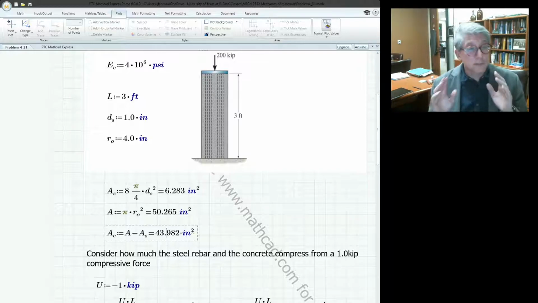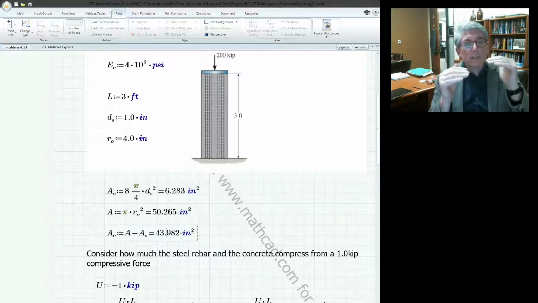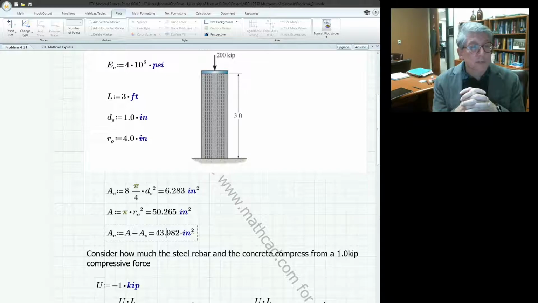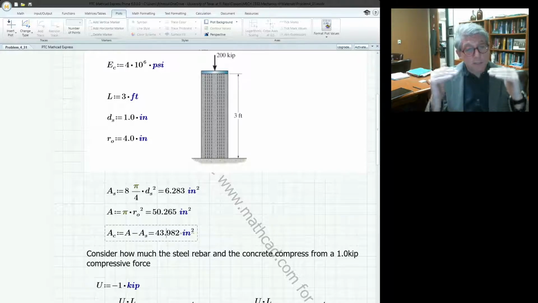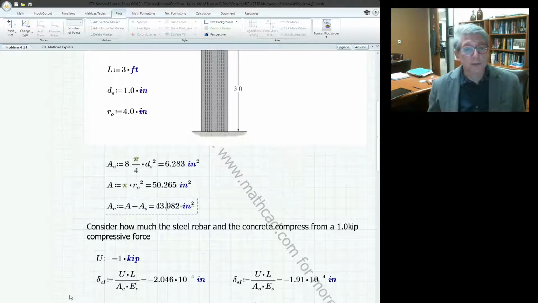All right? So I'm going to say that again. I'm going to use a unit force and then see how much both the steel and the concrete displace. That ratio is going to be the same as the ratio of the forces in the steel and the concrete to get them to displace the same amount. Okay? All right, so that's what I'm going to do.